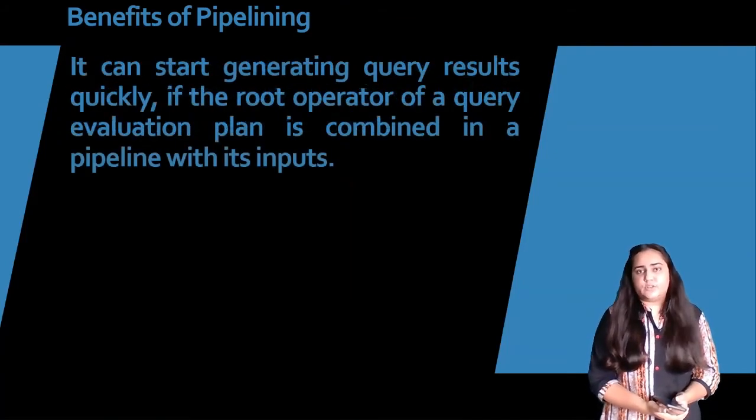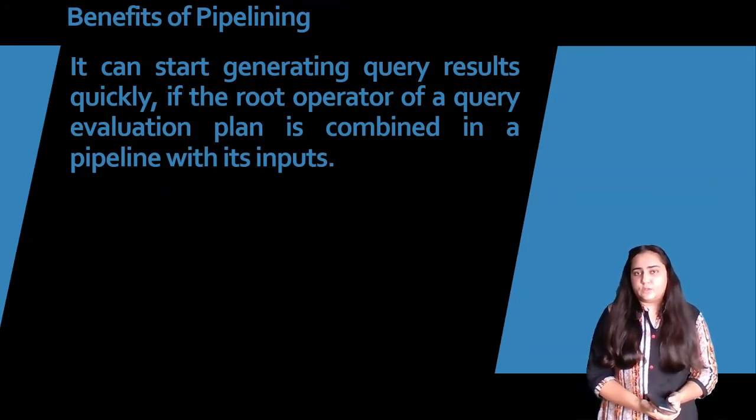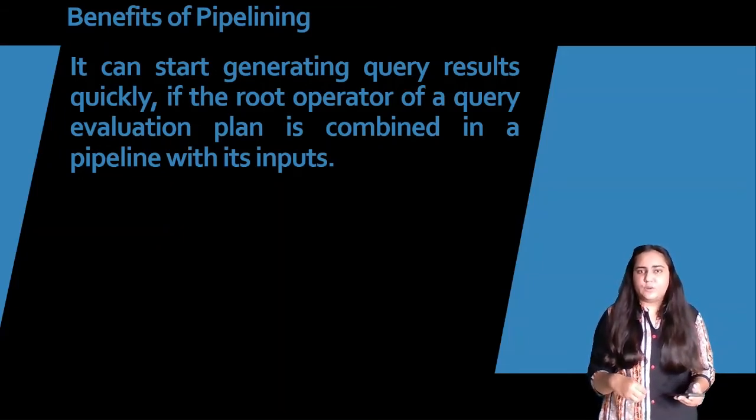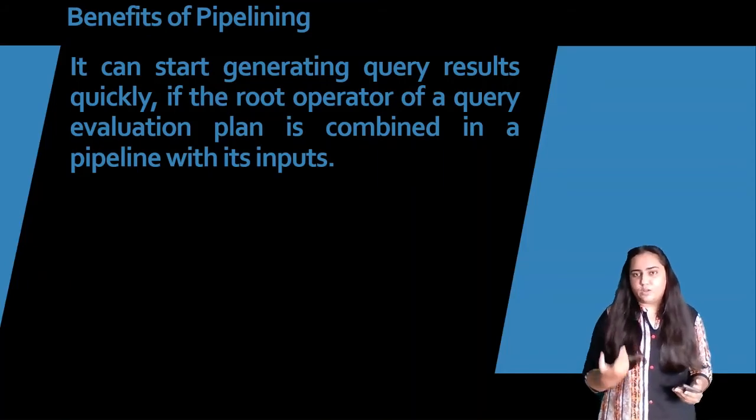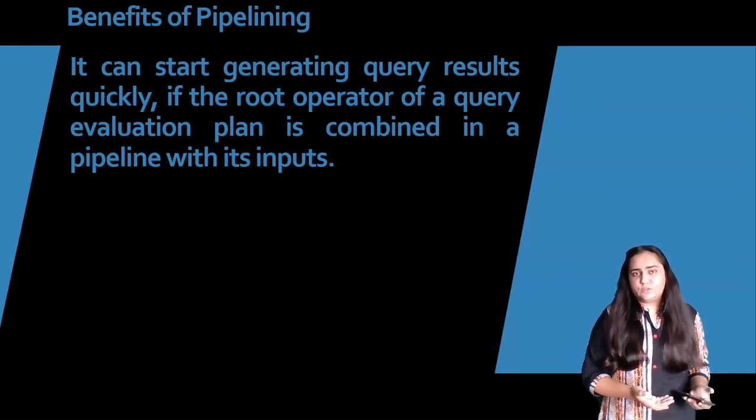It can also start generating query results quickly if the root operator of a query evaluation plan is combined in a pipeline with its inputs. So what happens here is we do not have to wait for each operation to finish. Because the operation is being performed on each and every row of the table, we just need to wait till that operation is performed on one row. And if that row qualifies through all the operations, then it can be just shown to the user.